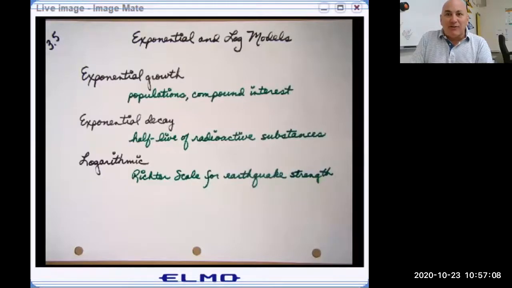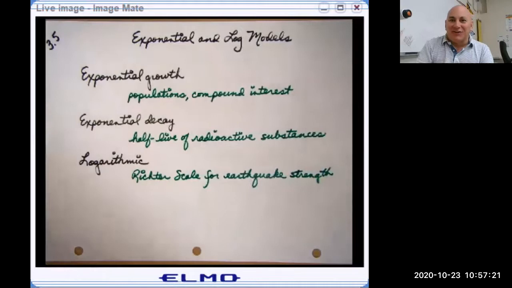Hello, pre-calculus students. Today we're going to learn how to use exponential and logarithmic functions in practical problems. Well, they're not really practical because most of us don't deal with radioactive isotopes and things of that nature, but you can see at least some real-world examples of how exponential and logarithmic functions are used. So, here are some examples up on the screen.